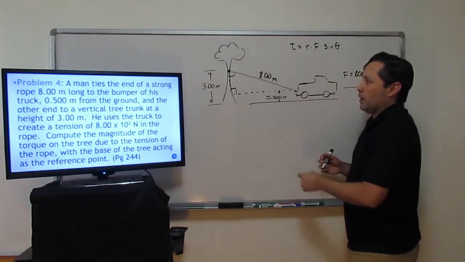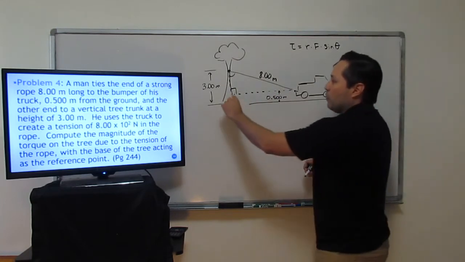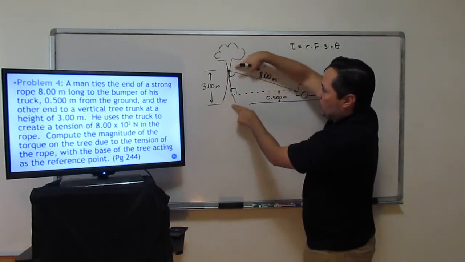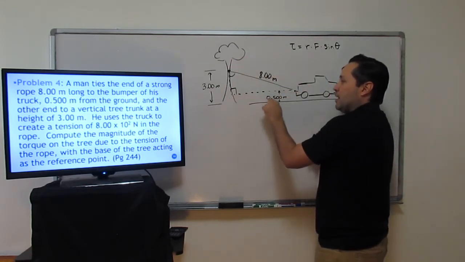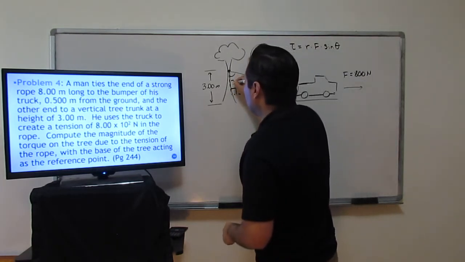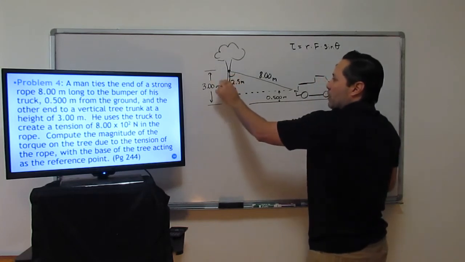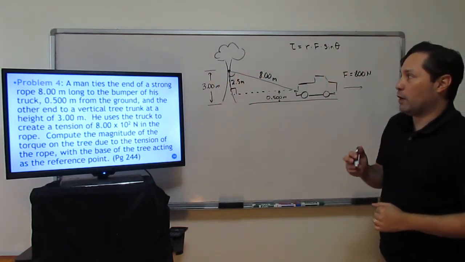Let's go ahead and figure that out. We know the hypotenuse has a length of 8. What about the vertical side of the triangle? From the ground up is 3 meters, but from the bumper up, where the rope is tied, is 0.5 lower, so that's going to be 2.5 meters. That'll be that distance right there. Now we have the adjacent and the hypotenuse, so we can figure out that angle.